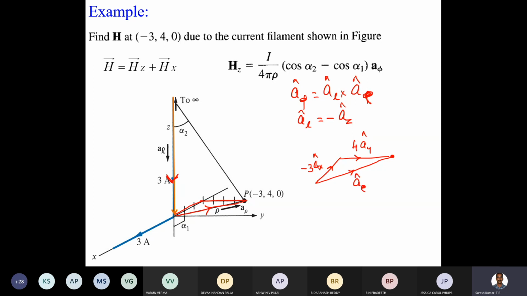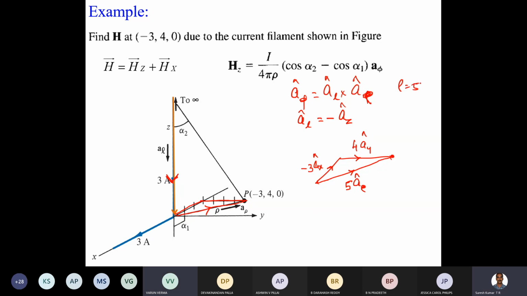Now the question is this one, right? This is the a rho vector. What will be this length? Guys, don't simply put a rho equal to minus ax plus 4 ay. That is not correct. This length is not unit length. We don't know the length, so we need to calculate it. What is the length of this segment? This is the radial distance, rho, right? So rho equal to 5. Already calculated. Got it?